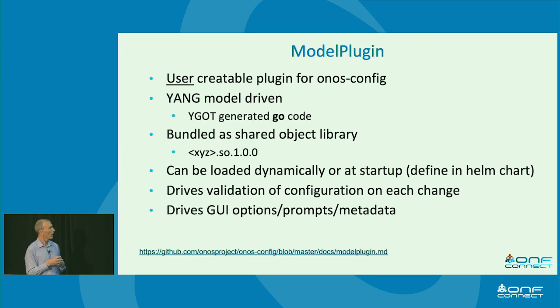Like I said, you take your Yang, you generate the Go code, you build a shared object library, you can load it into onos-config at the start, and it can validate that your config is valid when it's starting up. You can load it at runtime as well. And like I said, every time you make a network change, it's driving the validation of that network change. And again, it's used in retrieving operational state, for prompting, giving you metadata, and so on. And we have a document describing the process of building a model plugin.